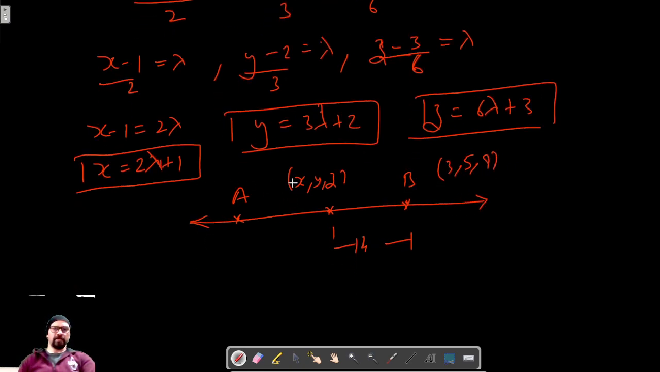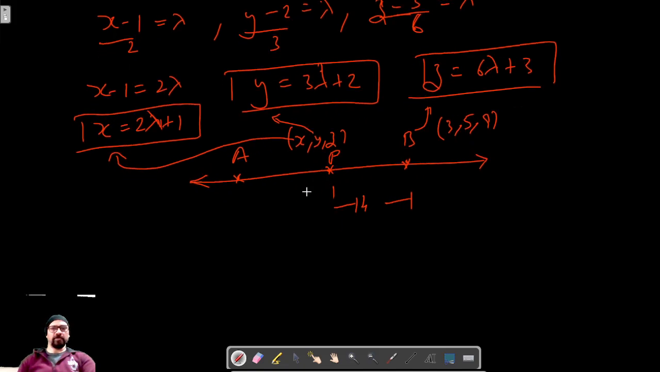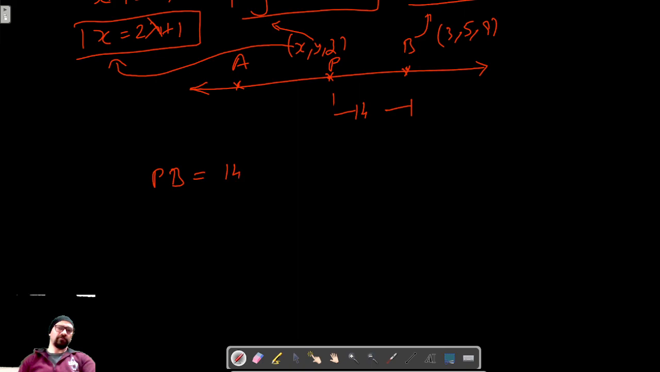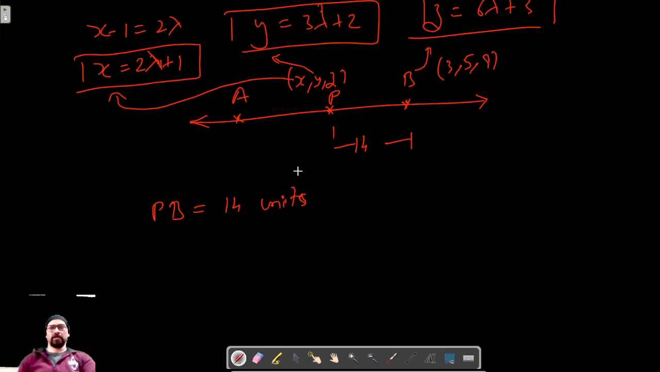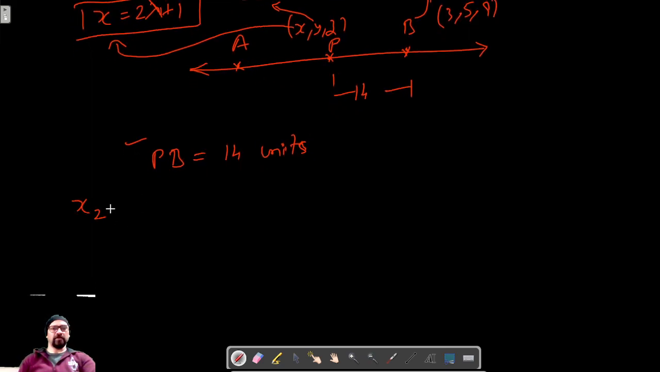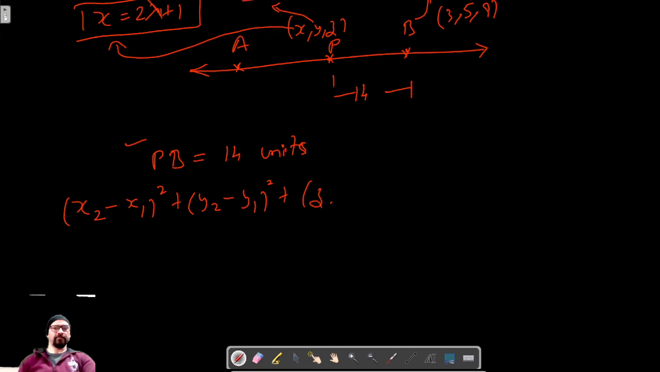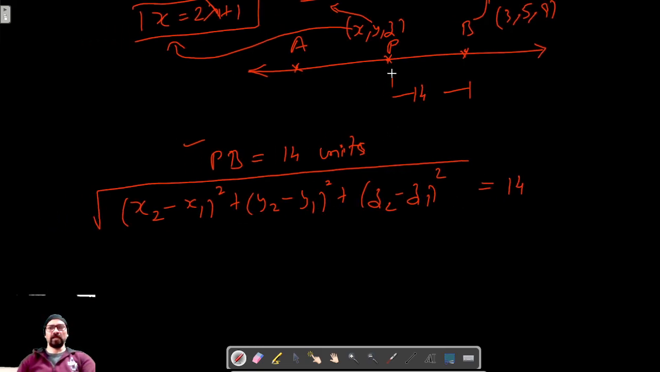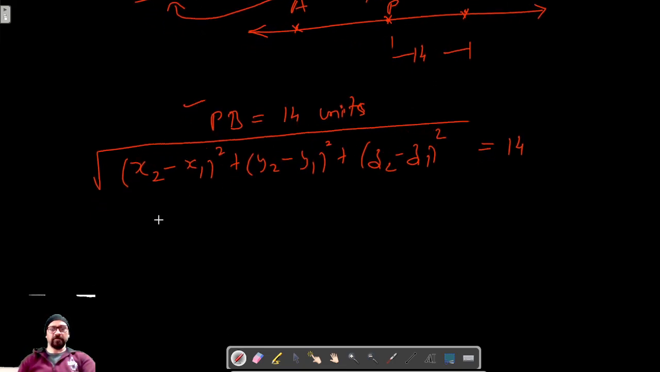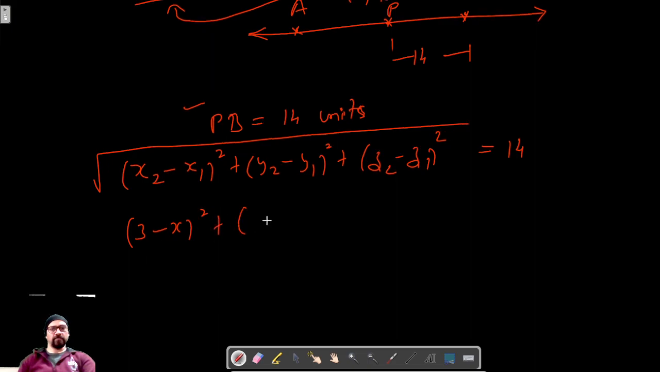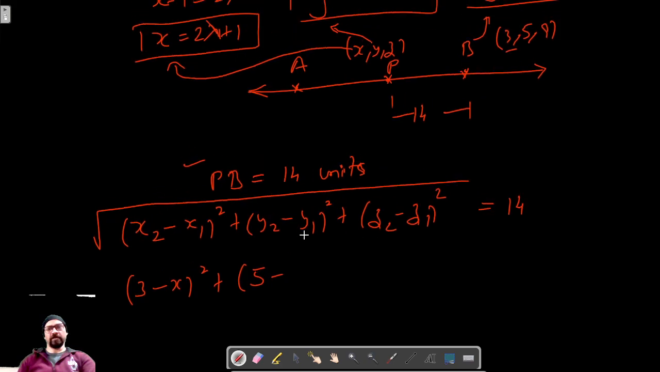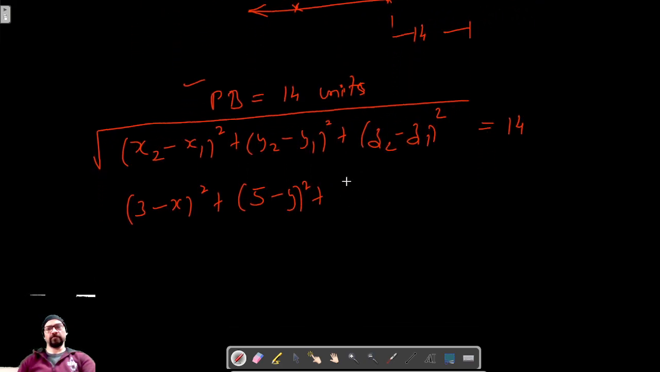Let's say for some value of lambda, this x is this coordinate, this y is this and z is this. So let's say this point is P. It's given that PB is equal to 14 units. So how do we find PB using the distance formula? We know that it's the square root of x2 minus x1 the whole square plus y2 minus y1 the whole square plus z2 minus z1 the whole square, which is equal to 14. Now let's put in the values. This is x2, so 3 minus x the whole square, plus y2, which is 5 minus y the whole square, plus z2, which is 9 minus z the whole square, all under root.